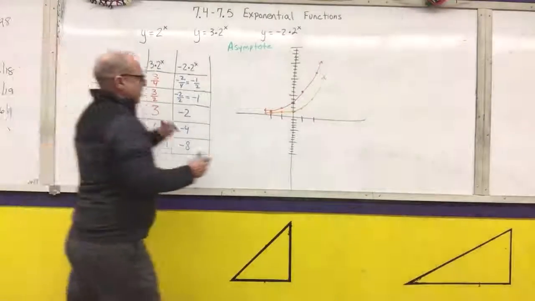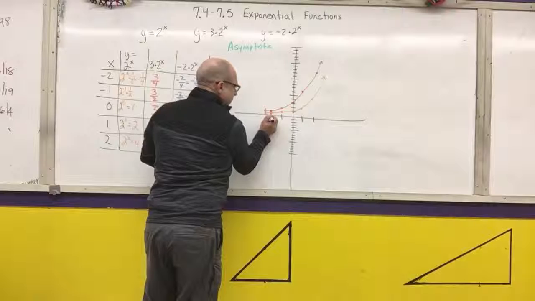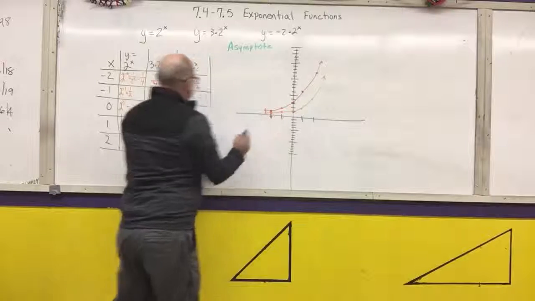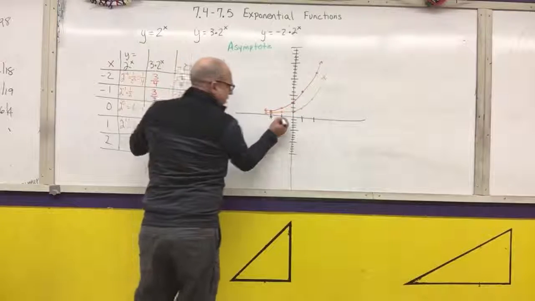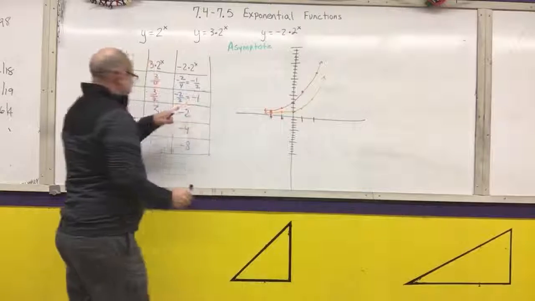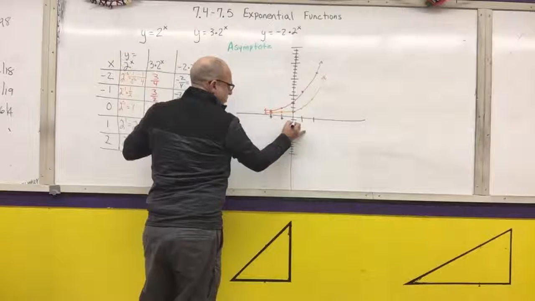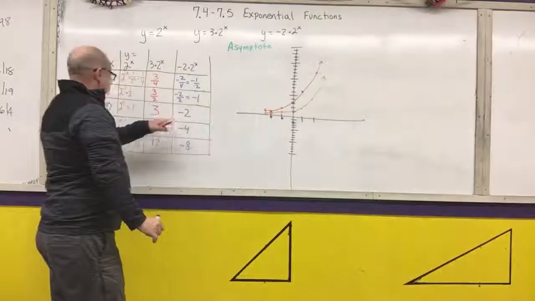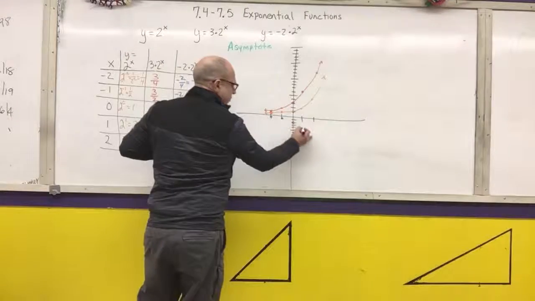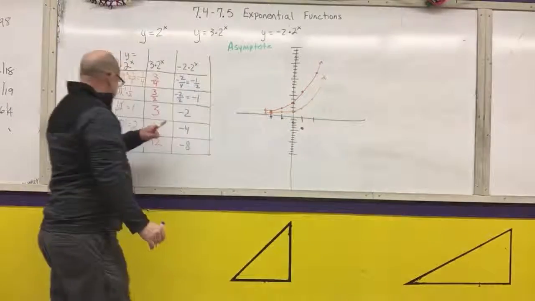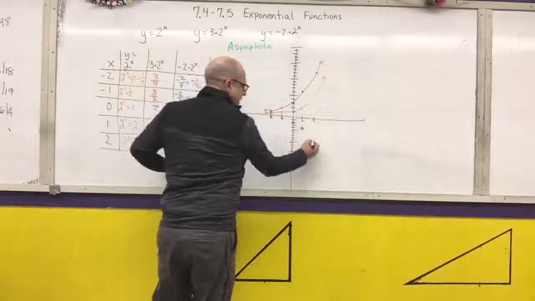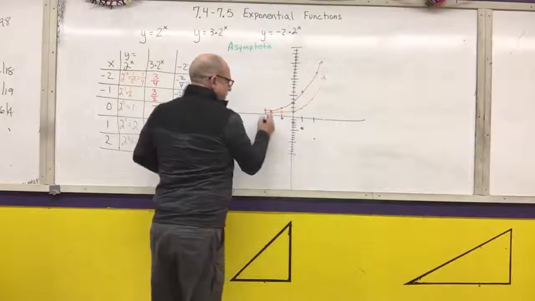So at negative 2, I have negative 1/2. At negative 1, I have negative 1. At 0, I have negative 2. At 1, I have negative 4. And at 2, I have negative 8. And that would be this graph.